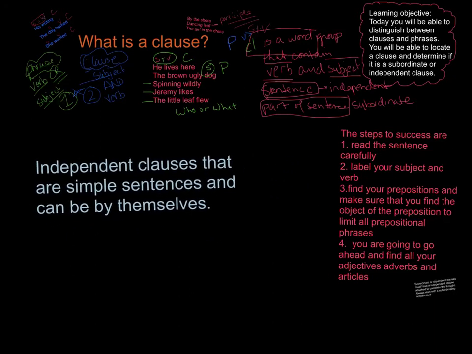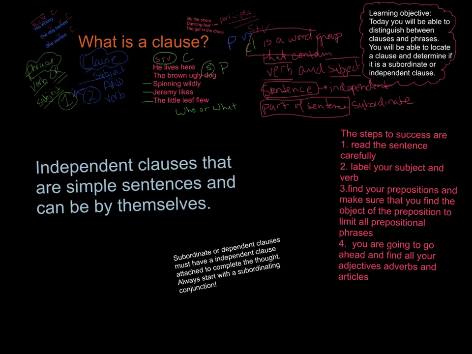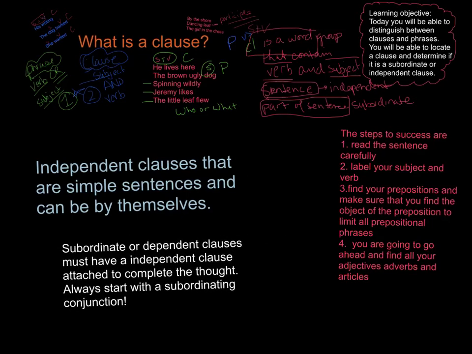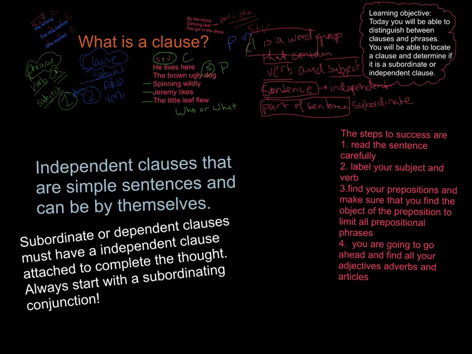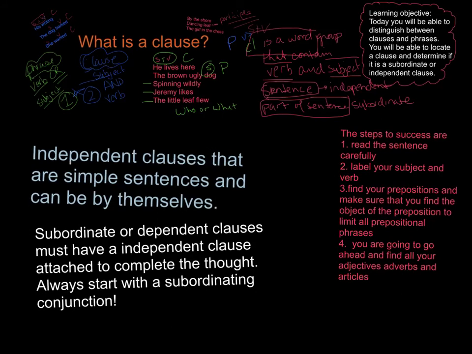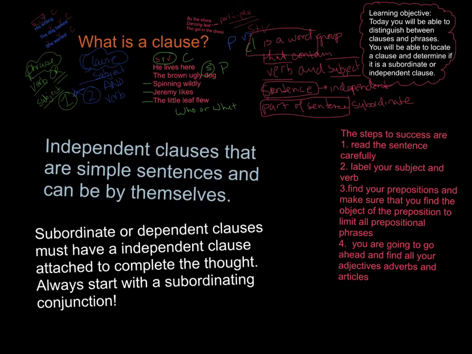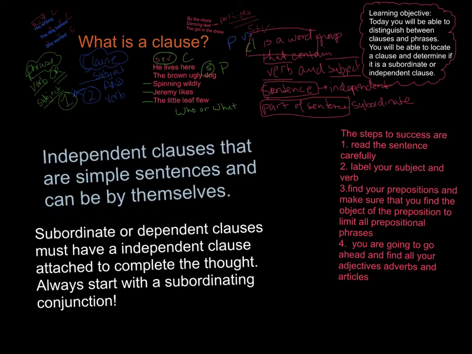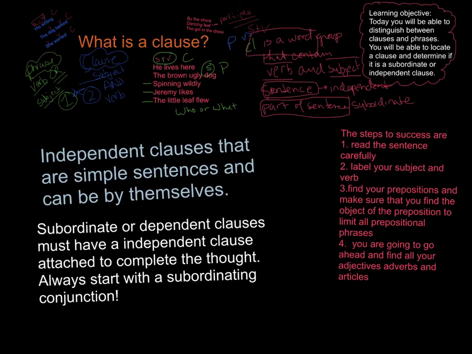And subordinate clauses are dependent clauses, or dependent clauses, you'll hear them both ways. They must have an independent clause attached to it to complete the sentence. Otherwise it's a fragment, as we've come to know and love. So when we do this, the big thing with subordinate clauses is that they always start with a subordinating conjunction. And that is very important, because once we find subordinating conjunctions, you'll find subordinate clauses. They always have a subordinating conjunction.